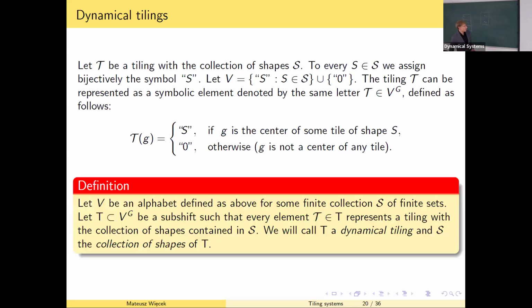Then if we take a full G shift over this finite alphabet, and if there is some subshift T of this full shift such that every element of this subshift represents some tiling, then we call this T a dynamical tiling. The simplest example of a dynamical tiling is the closed orbit of some one fixed tiling.